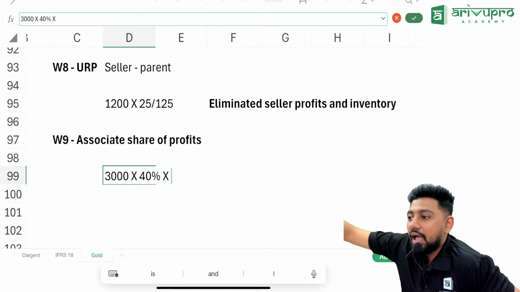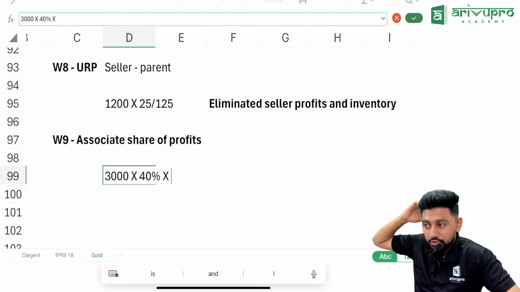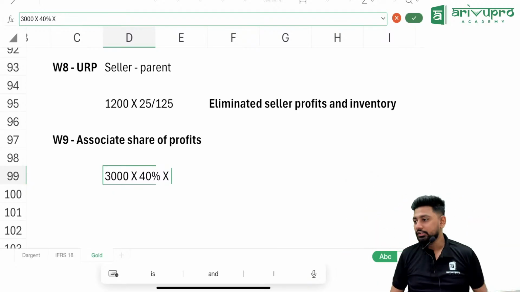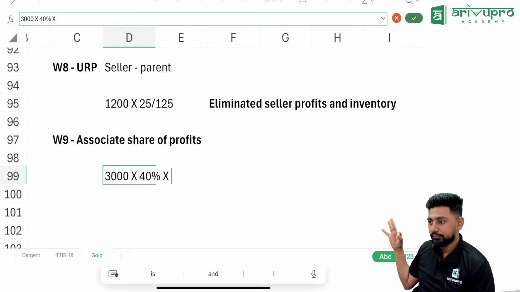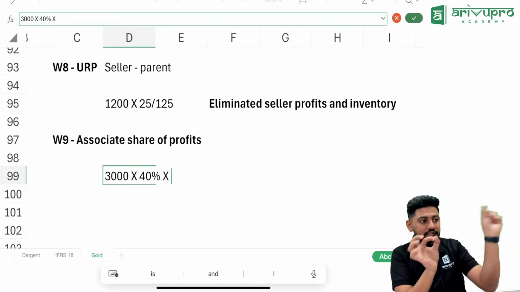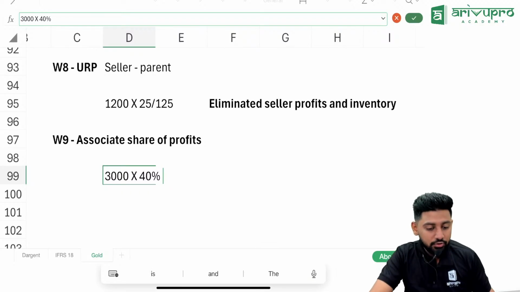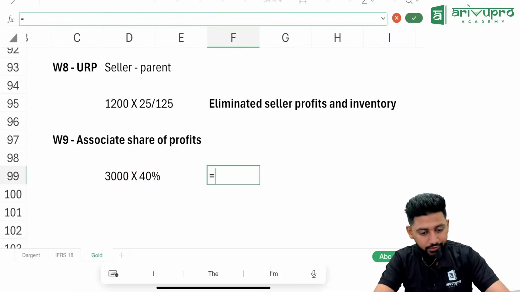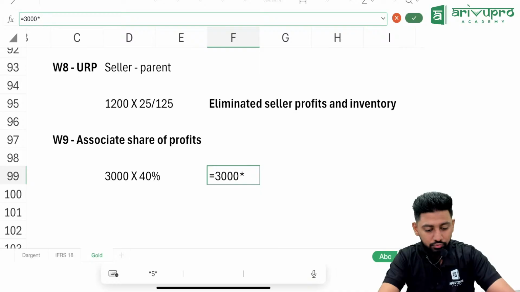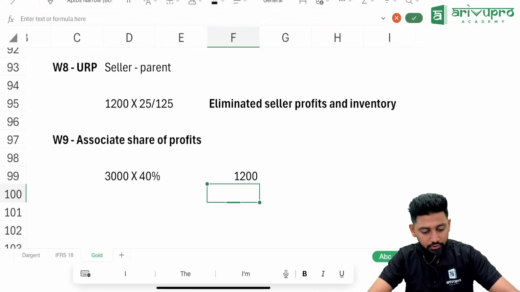No 9 over 12, because you have been holding it for several years. Now what students do is they go and apportion this. Don't mess up in the exam. If you had purchased it during the year, then yes. The associate has been there with you for a very long time. So 3,000 into 40% gives you 1,200.